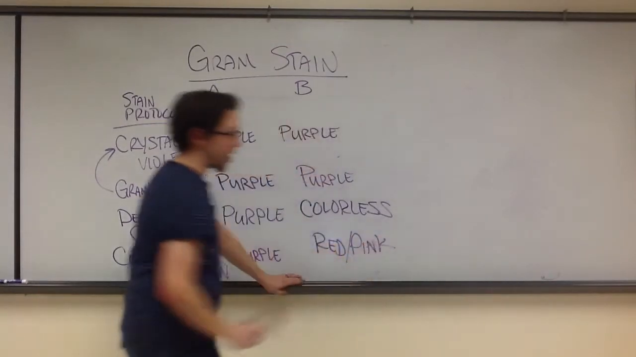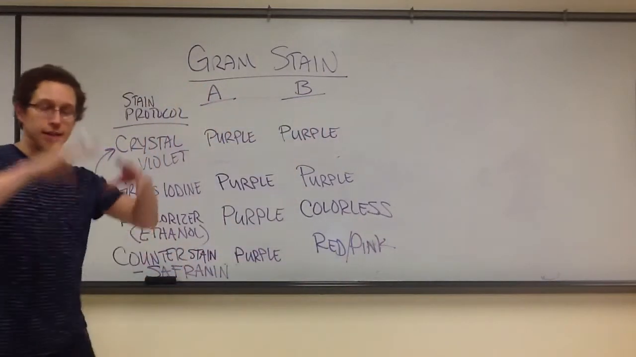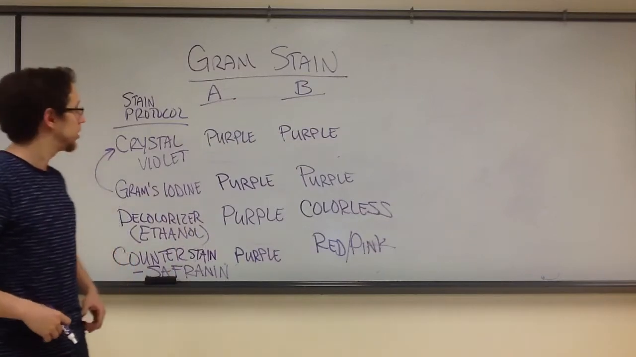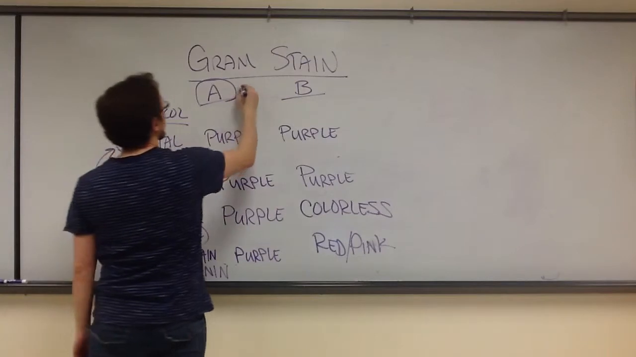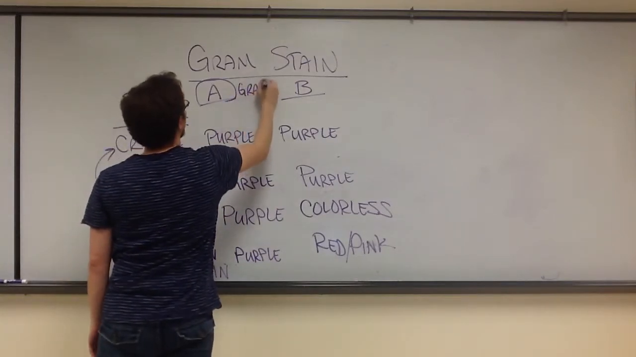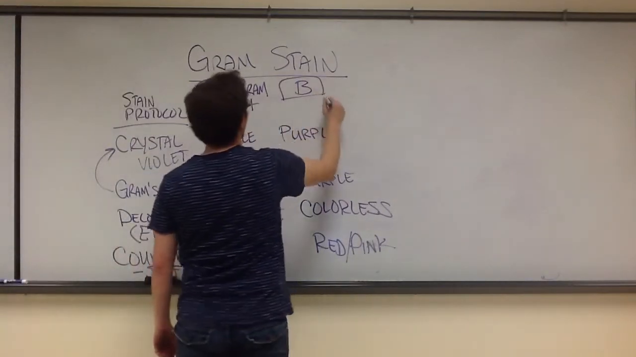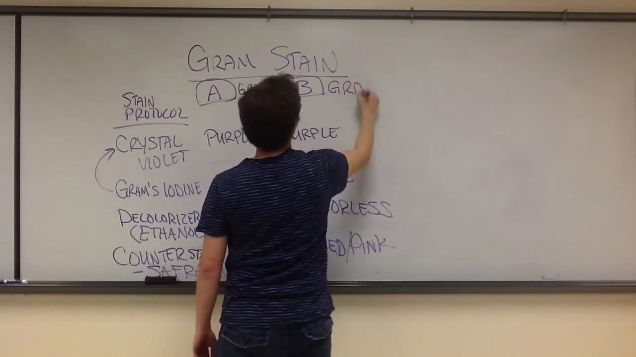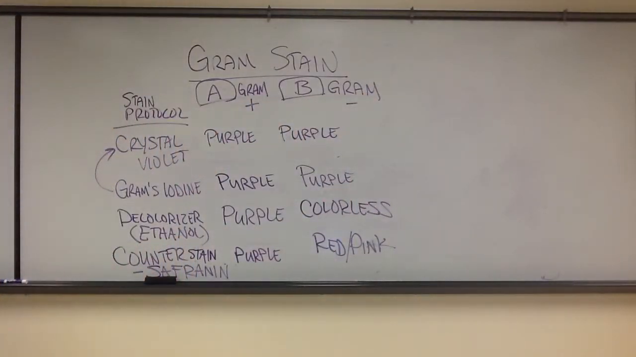So we now have arrived at a difference between these two cell types based on the outer structures on the cells. And we classify cell type A as gram-positive cells. Cell type B, on the other hand, are classified as gram-negative cells. Does that make sense to everyone? So gram-positive and gram-negative cells.